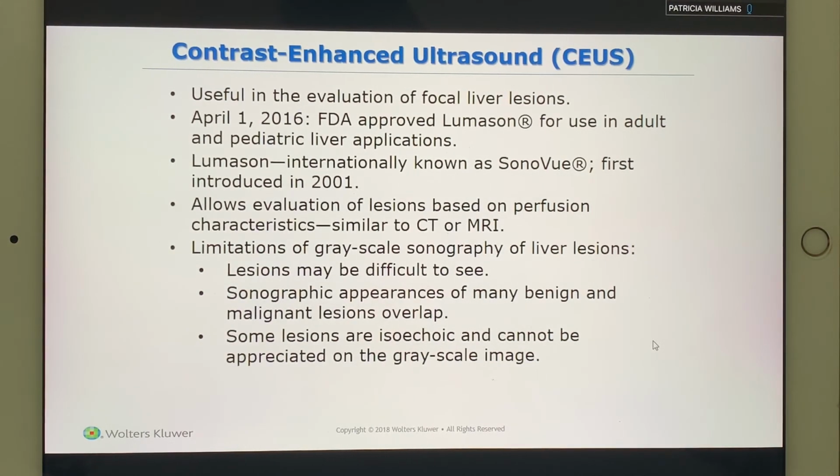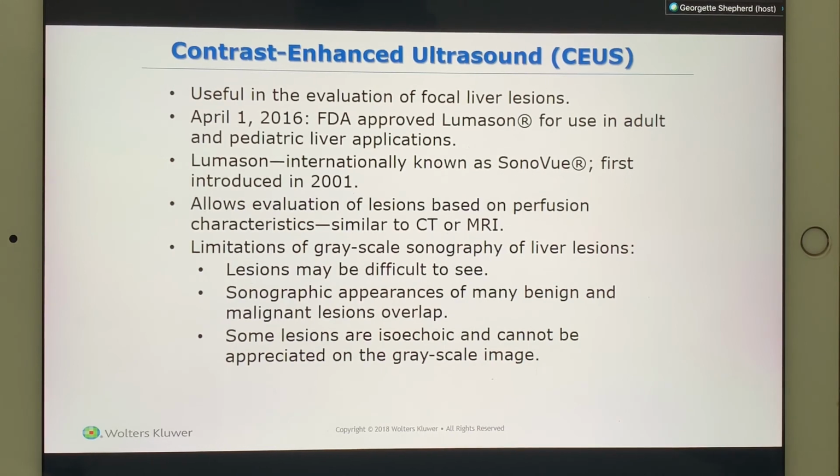Is anybody doing contrast enhanced ultrasound for your research paper? No. Okay, since I haven't read this, we're going to stop here. Is today Wednesday? Yes. Okay, I will see y'all tomorrow.